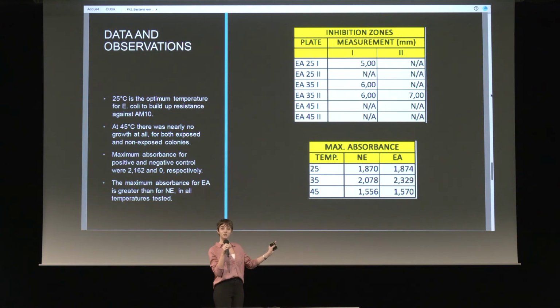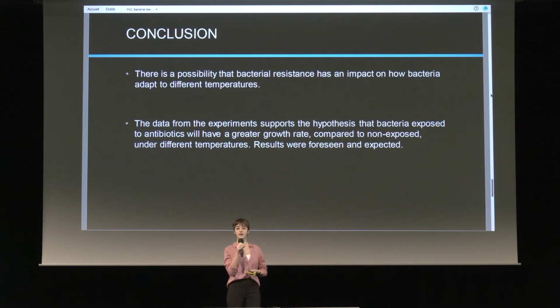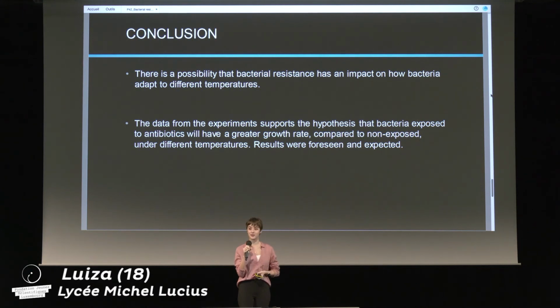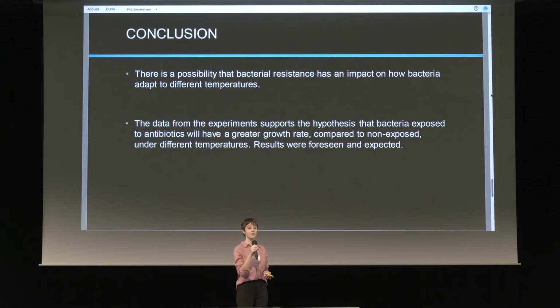For the maximum absorbance, the exposed bacteria had a greater maximum absorbance at all temperatures, and this means that the liquid in the exposed bacteria was more concentrated than the liquid in the non-exposed, because there was more bacteria inside. So this shows that the growth rate was greater. The conclusion that I got from these results was that resistance to antibiotics can influence how bacteria adapts to different temperatures. And the hypothesis that bacteria exposed to antibiotics would have a greater growth rate than bacteria that had not been exposed at all can be accepted, as the results were foreseen and expected.